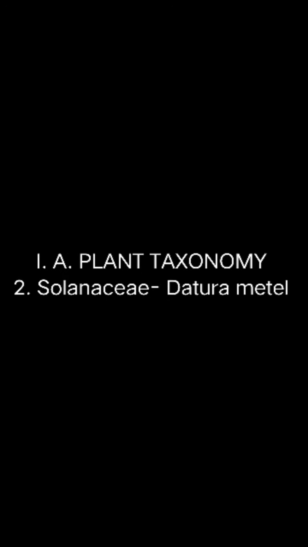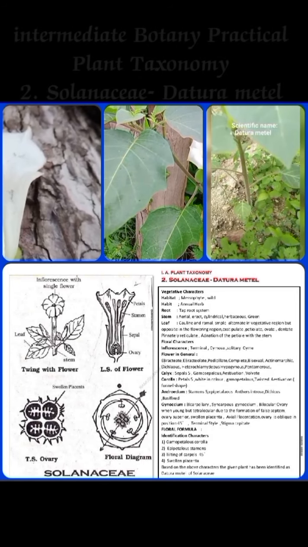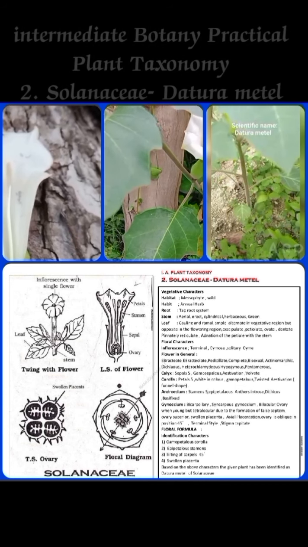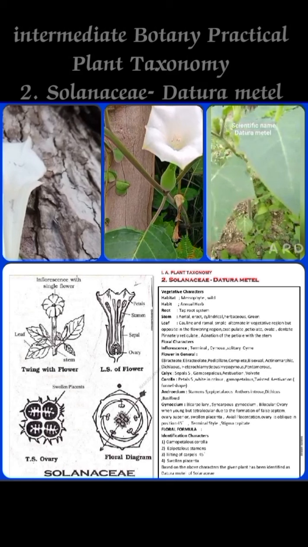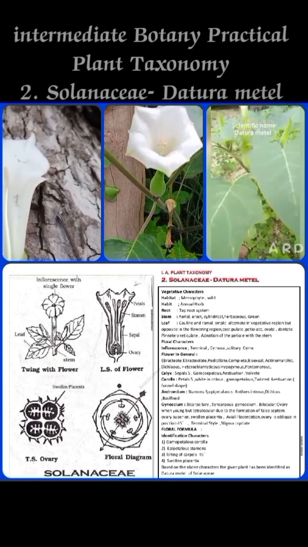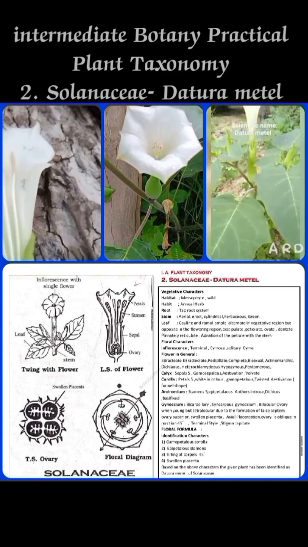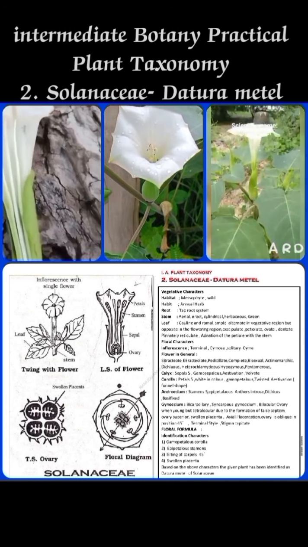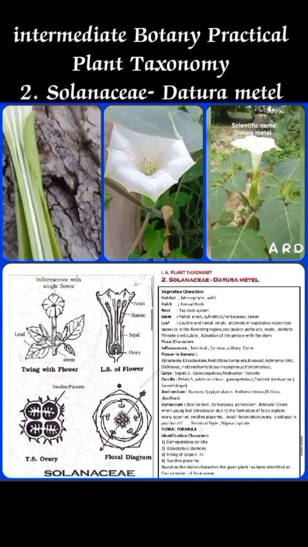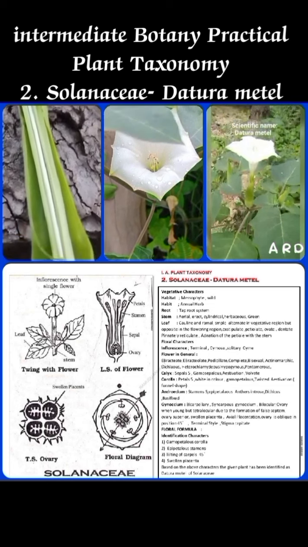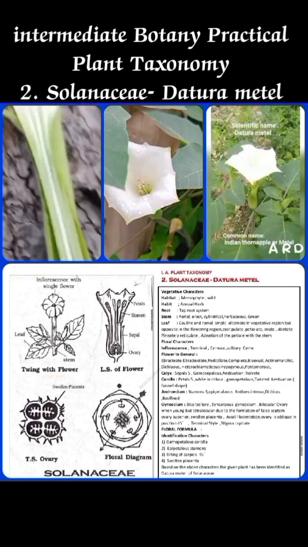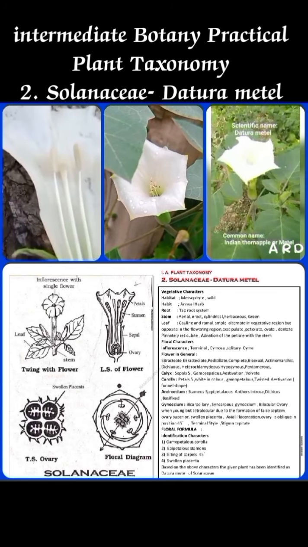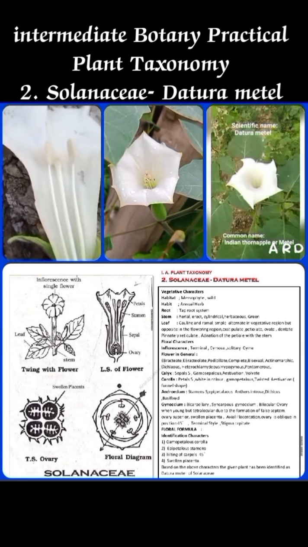Plant taxonomy. 2, Solanaceae, Datura metel. Vegetative characteristics: habitat mesophyte, wild, habit annual herb, root taproot system, stem aerial, erect, cylindrical, herbaceous, green, leaf cauline, ramal, simple, alternate in vegetative region but opposite in the flowering region, exstipulate, petiolate, ovate, dentate, pinnately reticulate, adnation of the petiole with the stem. Floral characteristics: inflorescence terminal, cymose, solitary cyme.